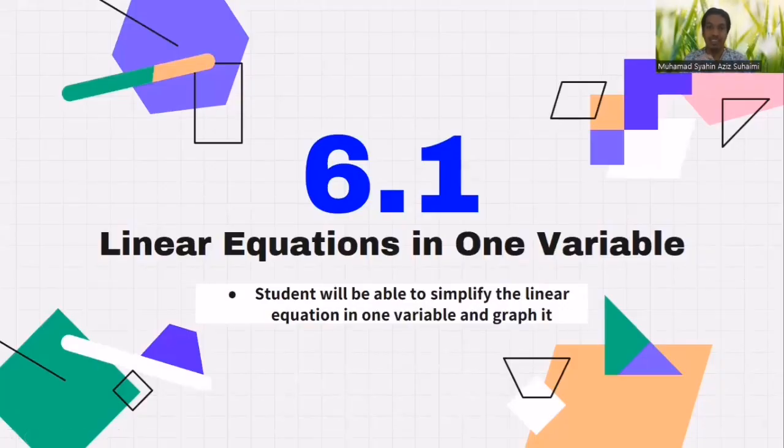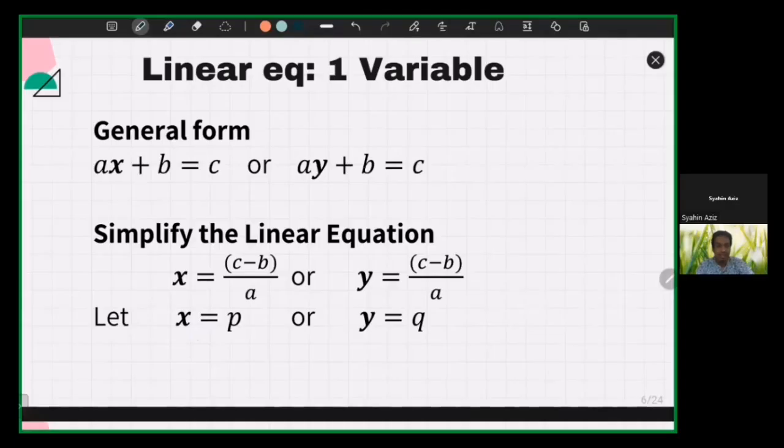Now let's continue with 6.1, linear equation in one variable. In this section, students will be able to simplify a linear equation in one variable and graph it. A linear equation in one variable has the general form ax plus b equal to c, or ay plus b equal to c, where a, b, and c are constants, which can be any number.